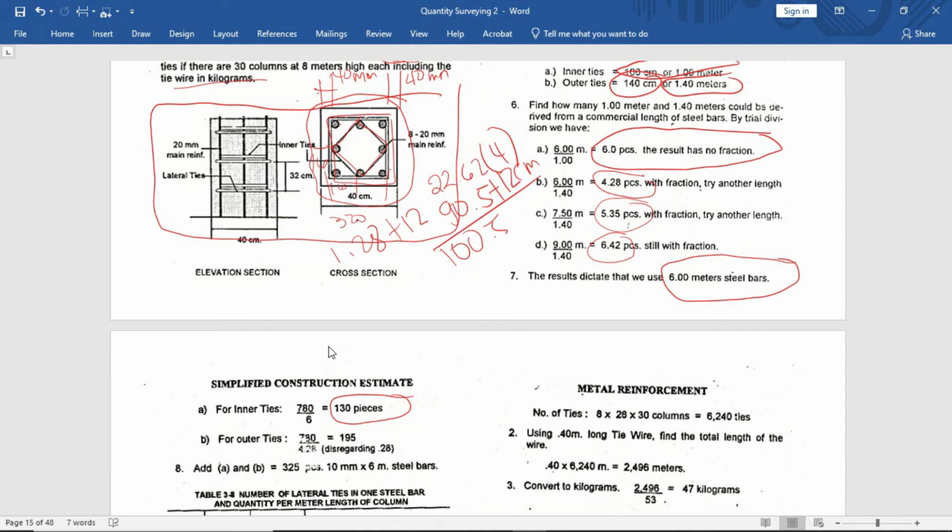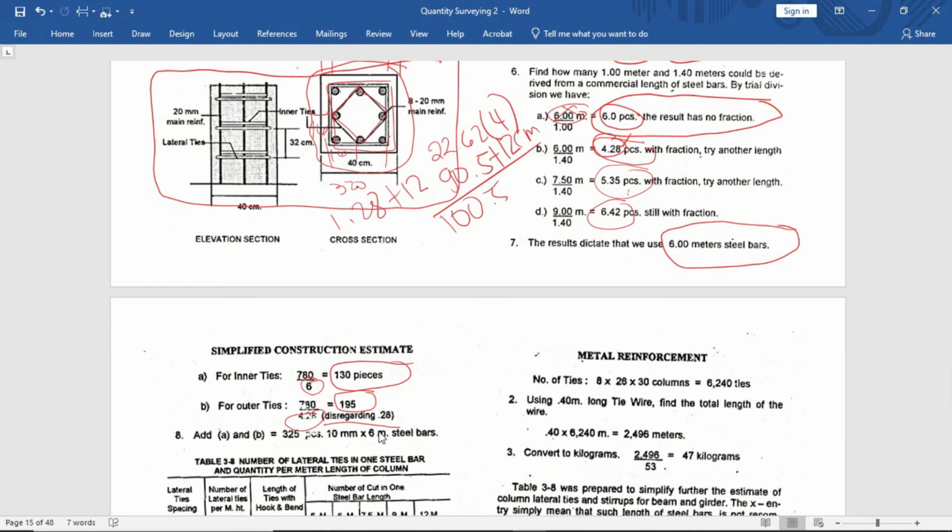So, para naman sa outer ties, it is 780 divided by 4.28. Pero i-disregard natin ang 0.28. So, ang sagot natin is 195 pieces ng 6 meters. Ito yung 6 pieces, itong 4.28, ito yan.